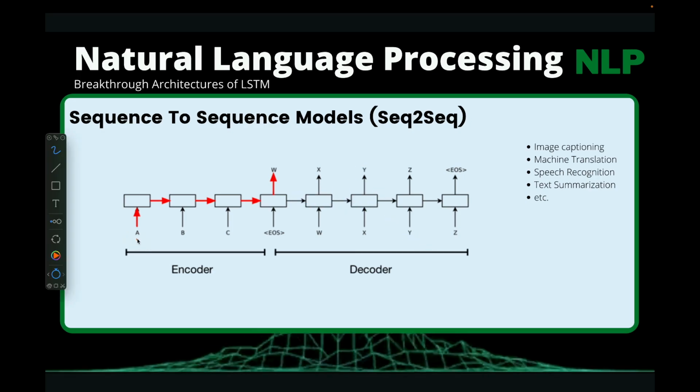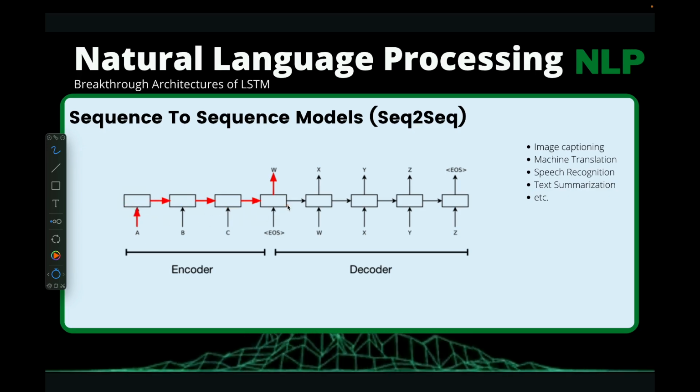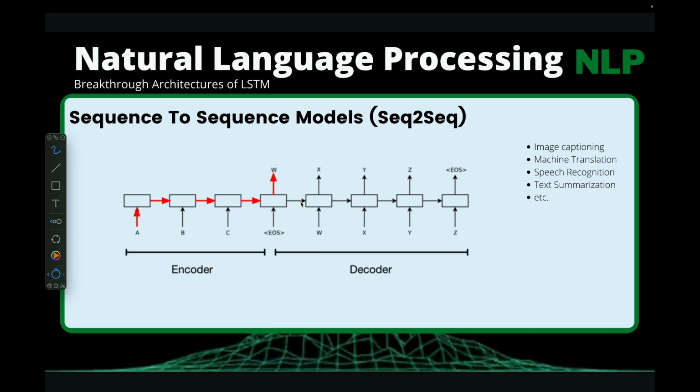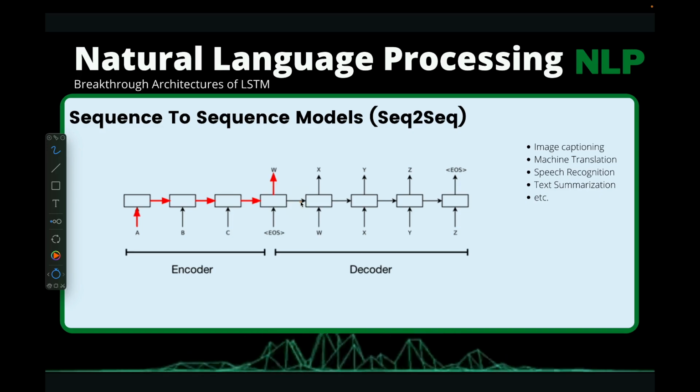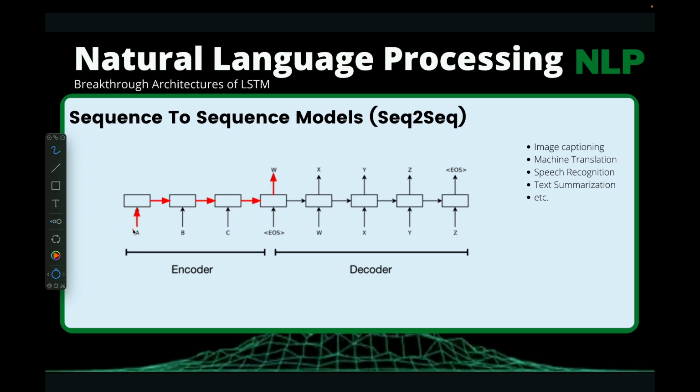Here you're going to have the input A passed through the LSTM. This architecture can change. It's not always going to be an LSTM. It could be an RNN, or LSTM, or GRU. It can be any of them, but mostly we use LSTM for these kinds of tasks.